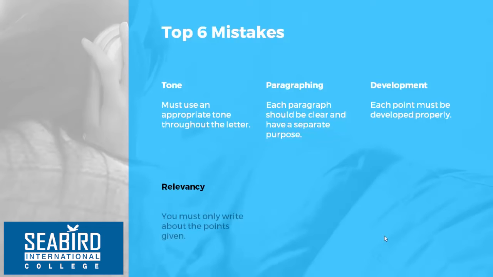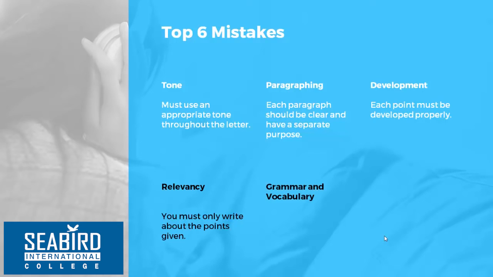Relevancy. You must only write about the points given. So this is connected to development. Some people write, say, 20, 25 words about one point, and then they start talking about things that are not related to the actual point. So they start asking the person how they are, or talking about their dog, or talking about their holiday, or something like that. You must only write about the things in the question.